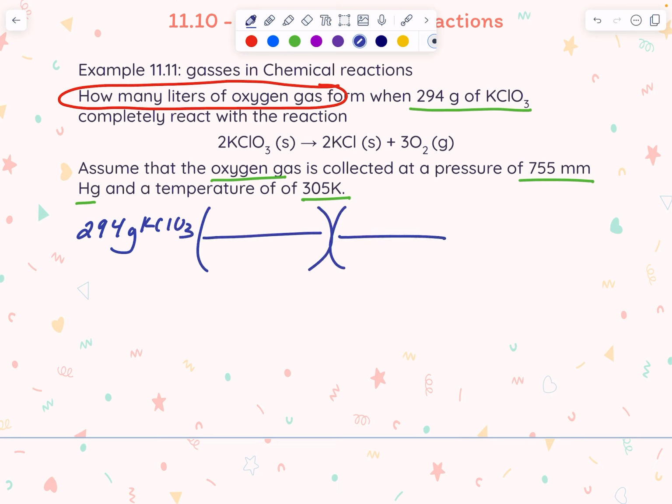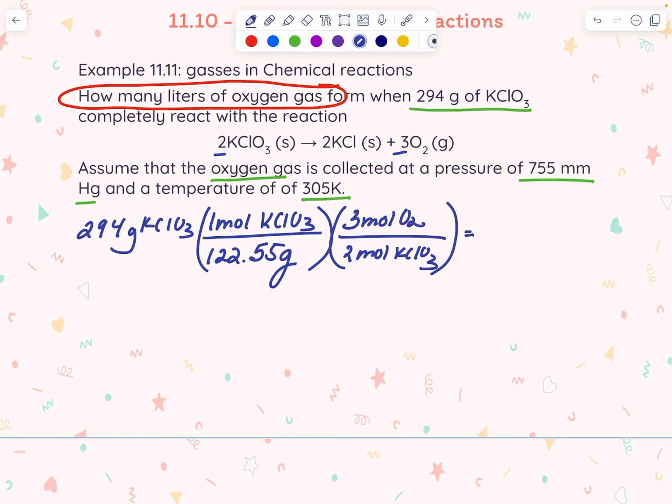And I can convert that to moles. I know that 1 mole of KClO3 from the periodic table would weigh 122.55 grams. And then according to the balanced chemical equation, 2 moles of KClO3 would produce 3 moles of oxygen.